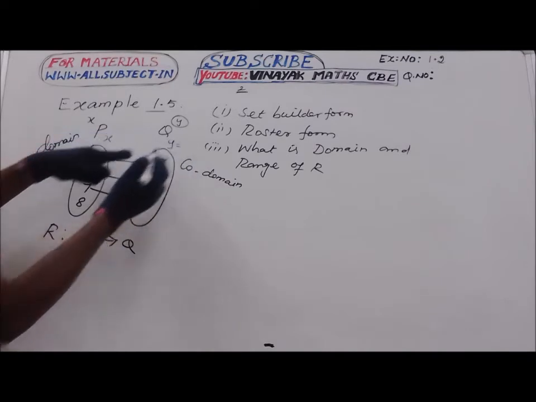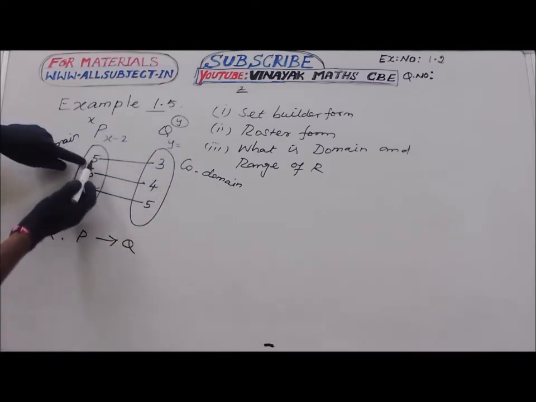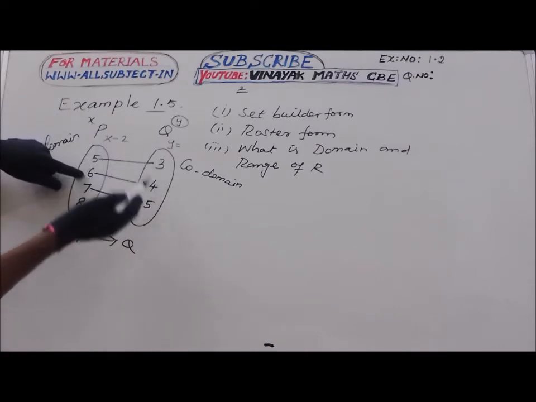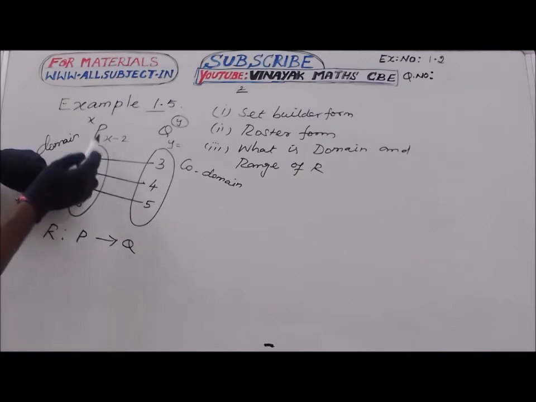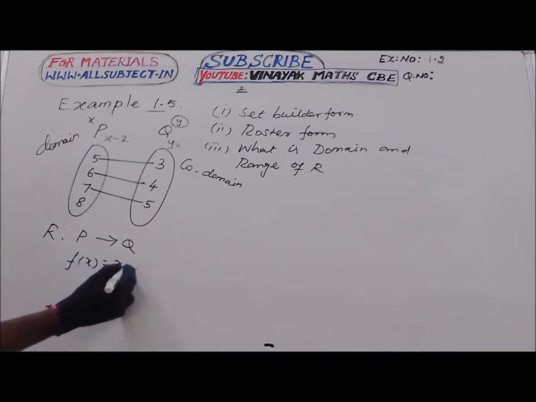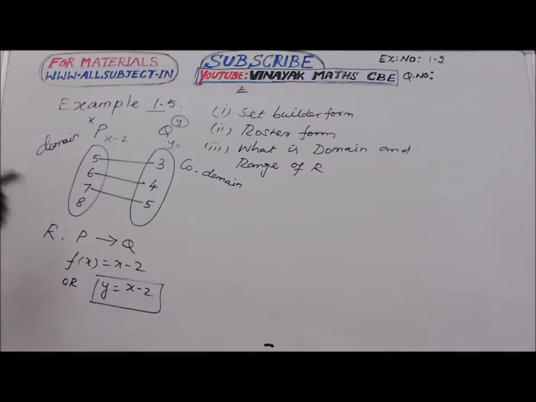Here Y is nothing but X minus 2. We substitute X equal to 5 here, 5 minus 2 is 3. Substitute X equal to 6, 6 minus 2 is 4. Substitute X equal to 7, 7 minus 2 is 5. So the relation is Y equal to X minus 2. This is the relation between X and Y. Here X belongs to P and Y belongs to Q. So now we should write in set builder form.